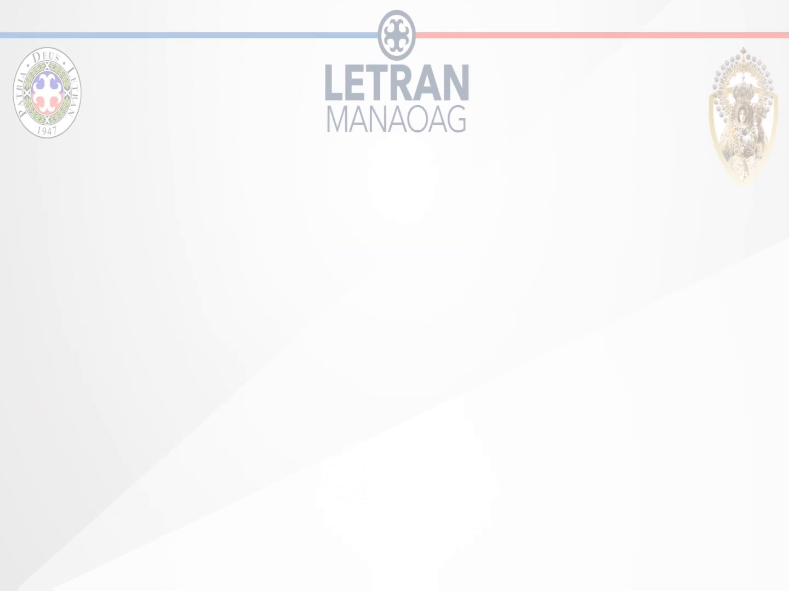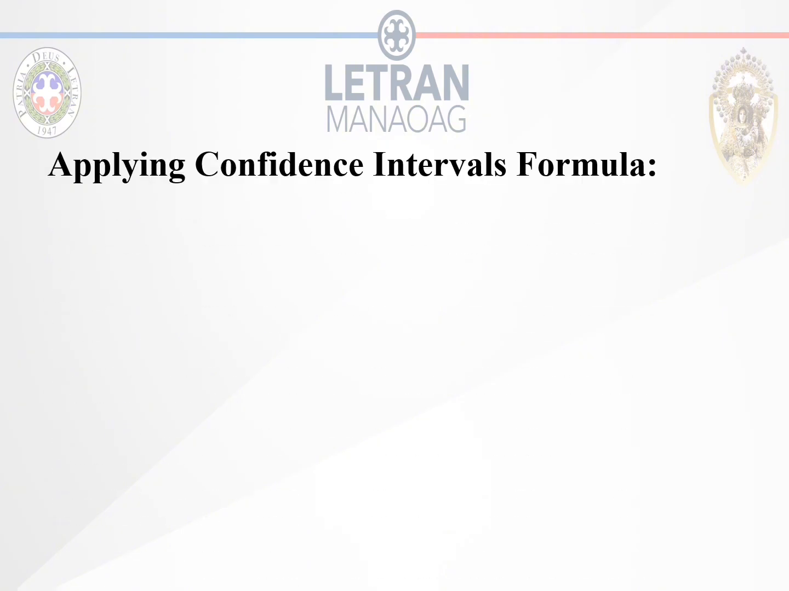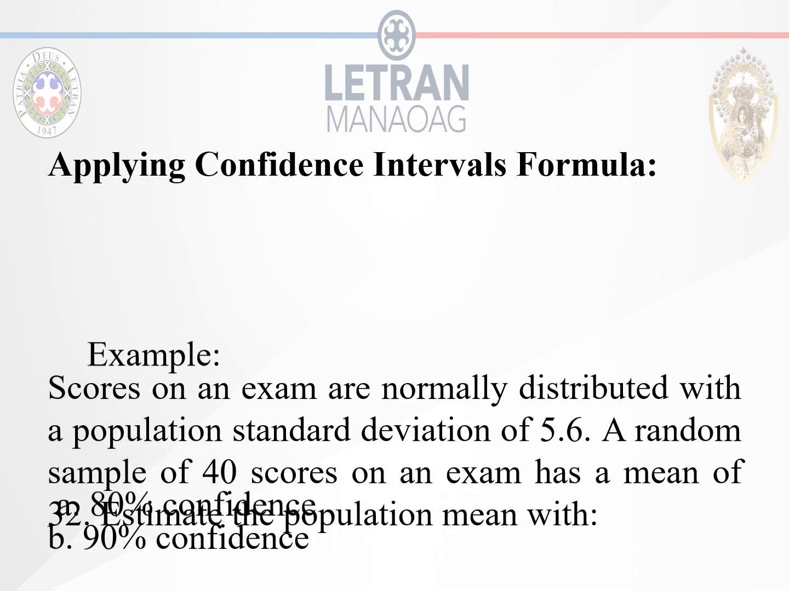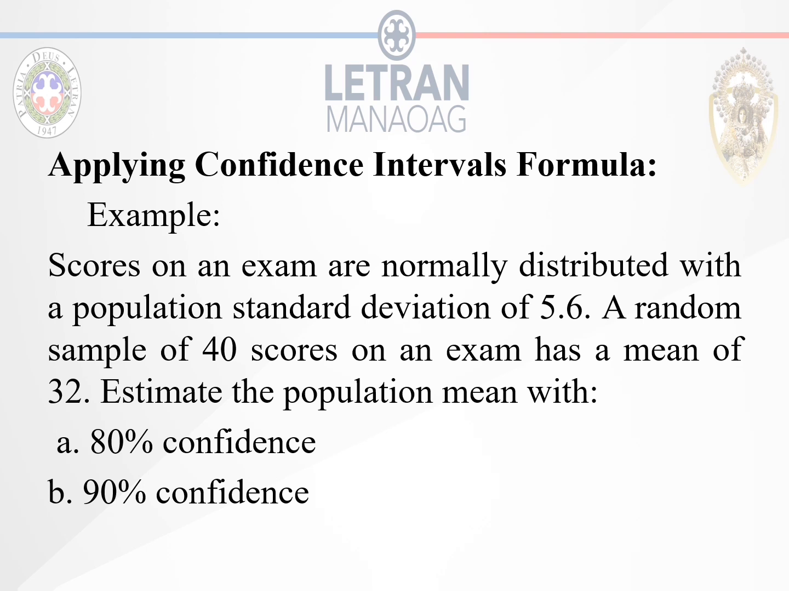To have a better understanding of the formula, let us apply it to a given example. Example: scores on an exam are normally distributed with a population standard deviation of 5.6. A random sample of 40 scores on an exam has a mean of 32. Estimate the population mean with A, 80% confidence, B, 90% confidence.